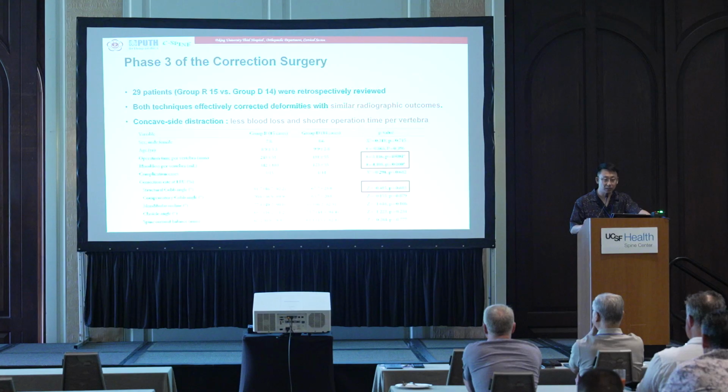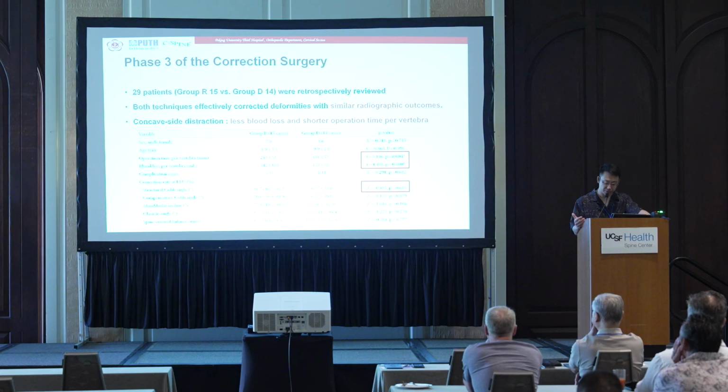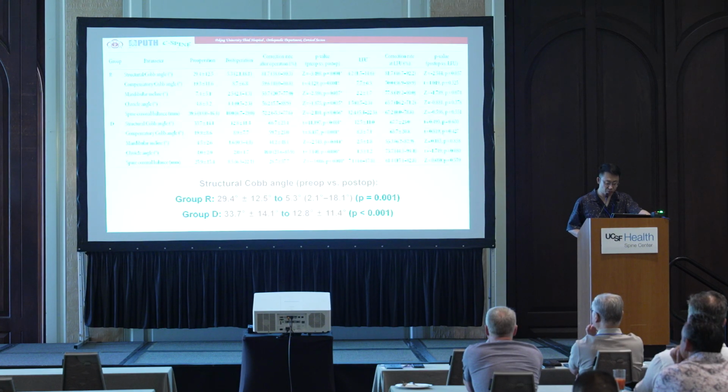So we just go straight to the result. We can see the comparison between the distraction method and the resection method. In demographic and operative data, the distraction group, named Group D, had less operation time per vertebra and less blood loss per vertebra than the resection group. The other data showed no statistical difference between the 2 groups. Meanwhile, there was no statistical difference in correction rate of each radiological parameter between the 2 groups.